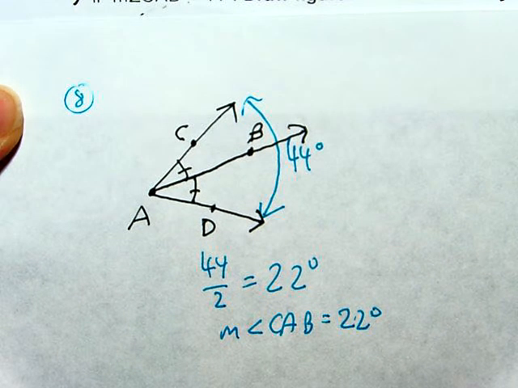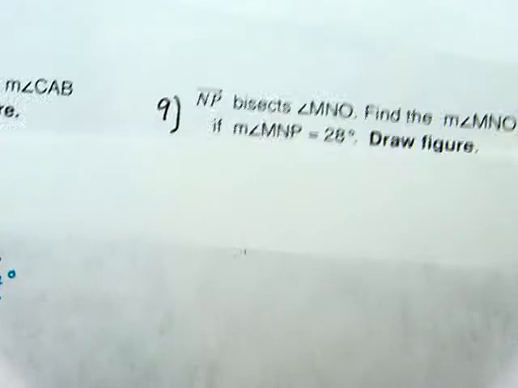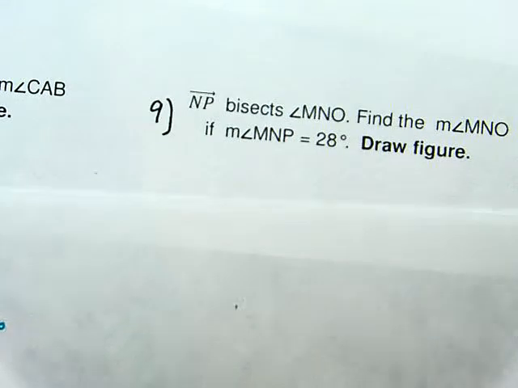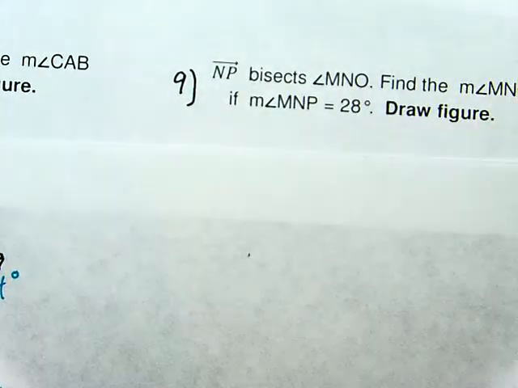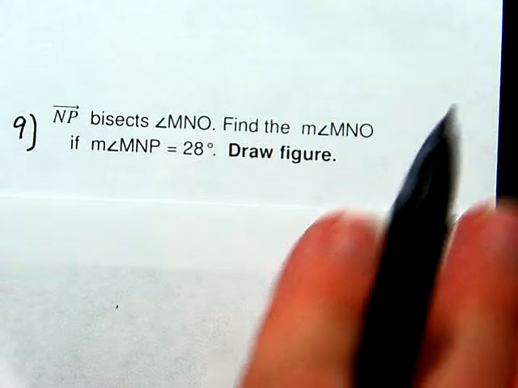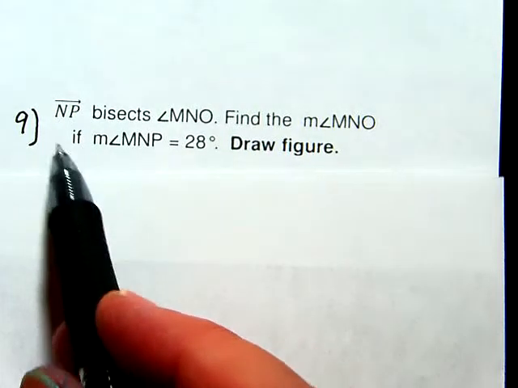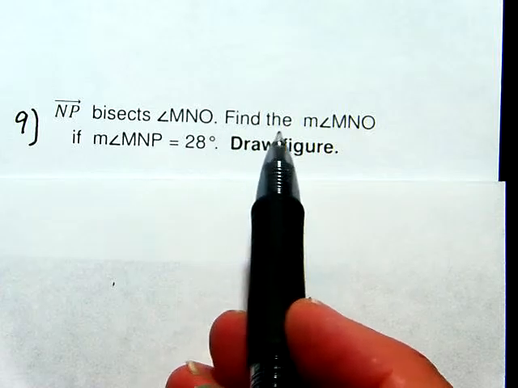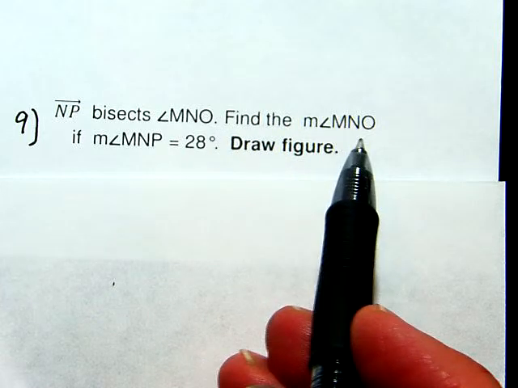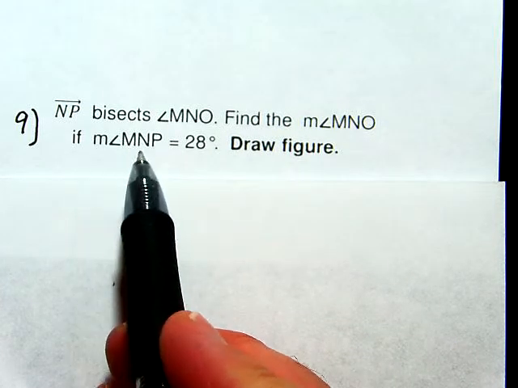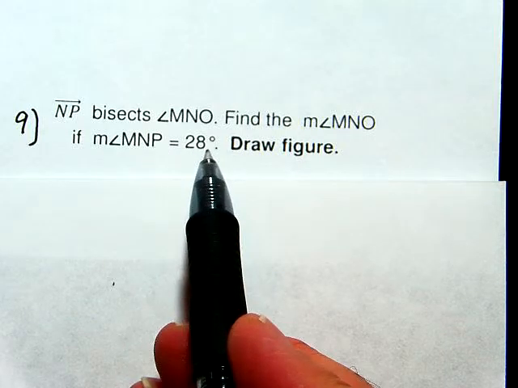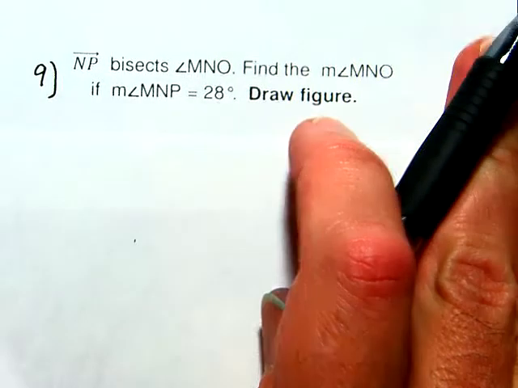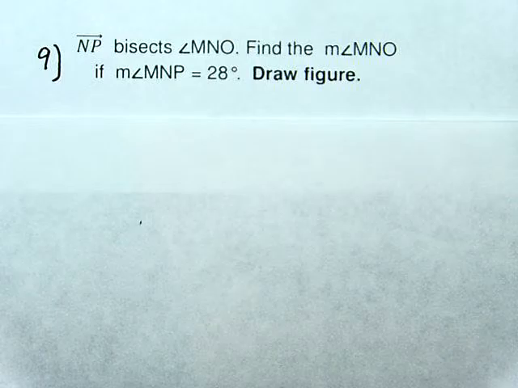Okay, so now let's go on to number 9. And the problem here reads this. Ray NP bisects angle MNO. Find the measure of angle MNO if the measure of angle MNP equals 28 degrees. And again, draw the figure. So let's go ahead and first draw the angle.